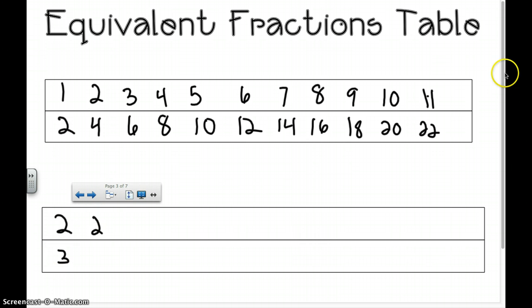So that's going to be 4/6, which is equivalent to 2/3. Then 2, 4, 6 ninths. 6 ninths is equivalent to 2/3. 6 ninths is also equivalent to 4/6. Then I'm just going to keep on skip counting. And this will give you a list of fractions that are equivalent to each other.